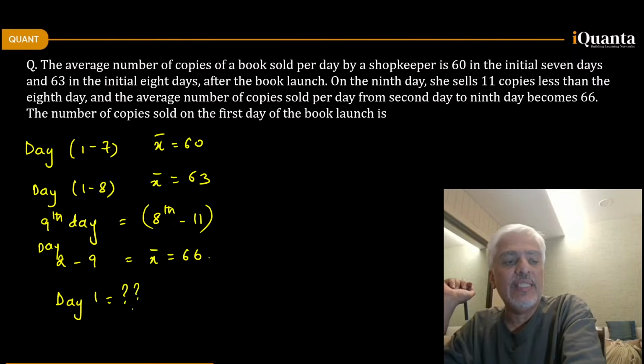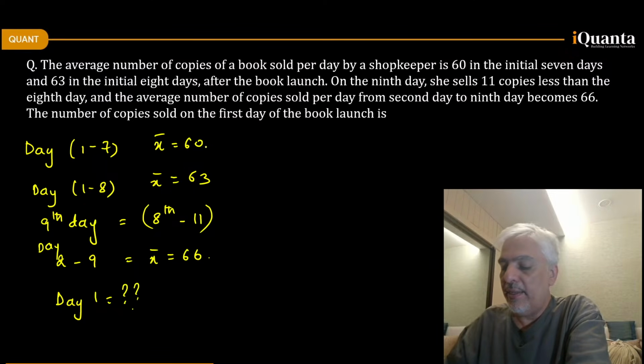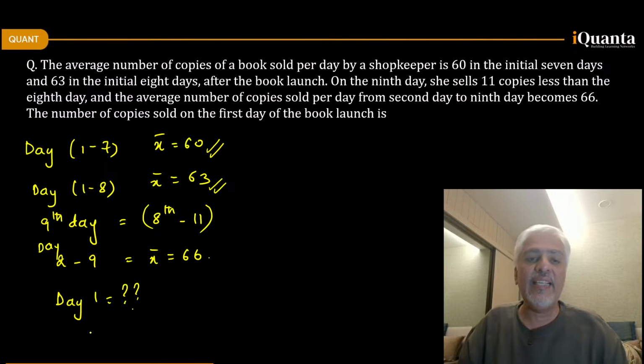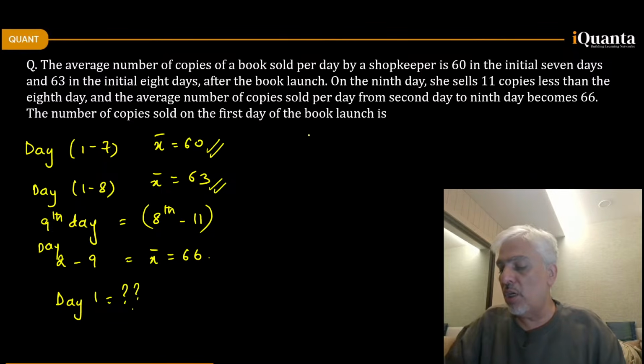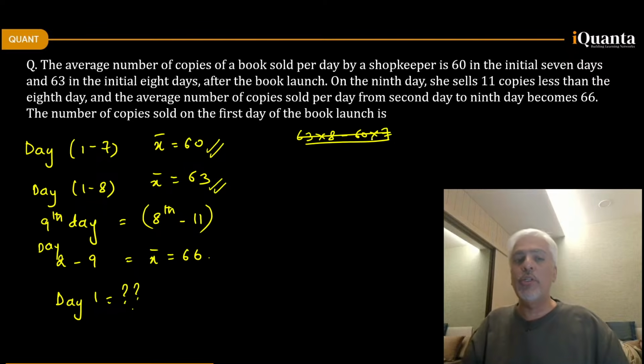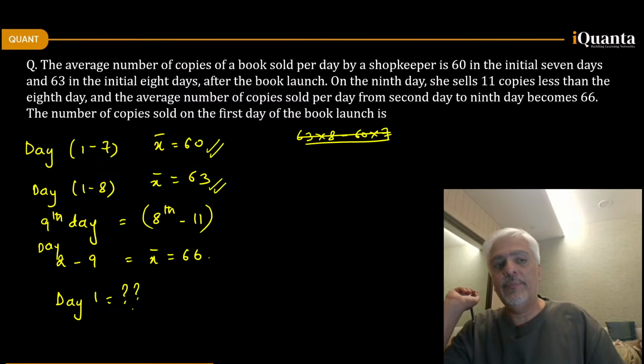Let's go step by step. If 1 to 7 has an average of 60 and 1 to 8 has 63, then I can find day 8. The longer method is 63 8s minus 67s, which I don't want you to do. I want you to understand directly.